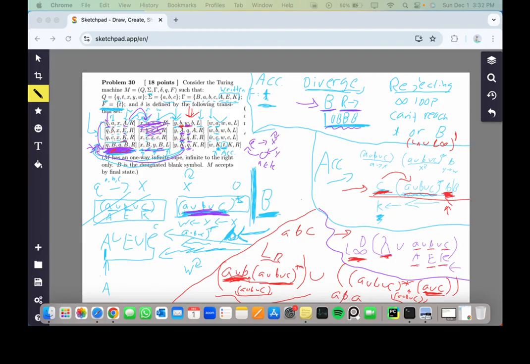Yeah, honestly, you gotta practice these. You really just gotta go through a bunch of these, and you're gonna recognize a lot of patterns. Once you know how to traverse a Turing machine, you're gonna be fine.